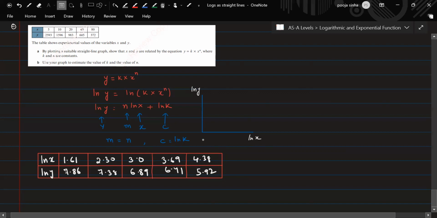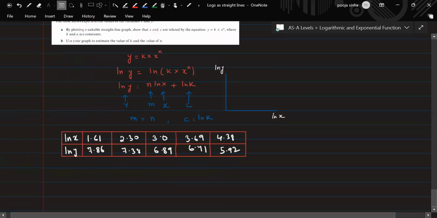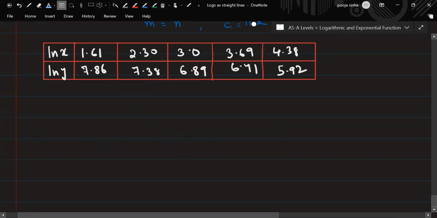Right? Now what will we do? We are going to plot, right? Now you need the y-intercept. So what should be the y-intercept? ln k. Okay. So do we have that now? Do we know any values of k and n yet? No, we don't know. So first of all, we are going to plot whatever values you gave me. We have to plot it.